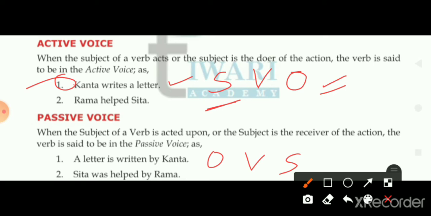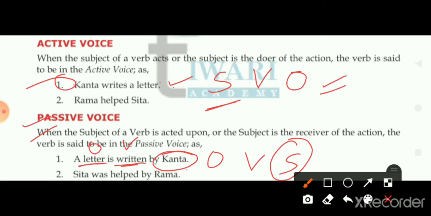And in the passive voice part, you can see that the subject is the receiver of the action. So now let's see the first example, Kanta writes a letter, which is in active form. To change it into passive voice, we write: a letter is written by Kanta. Written is the verb here. What is the object here? Letter. And who is the subject? Kanta. In both the sentences the meaning is the same, right? But they have different voices.